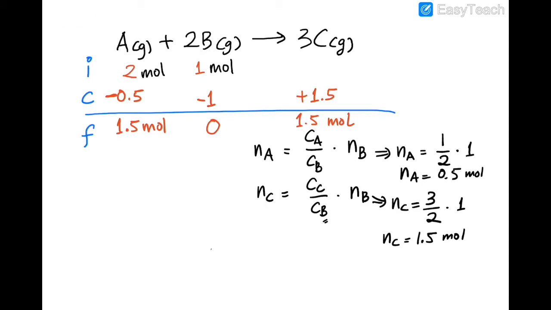Notice in this, the one that actually follows the ratio of 1, 2, and 3 is the numbers in the change part. So it's a half, 1, and 1.5. And it's always like this. The stoichiometric ratio, you can see it in the change part. The initial part can be anything and any composition, and you have to process them this way to be able to get the final composition.